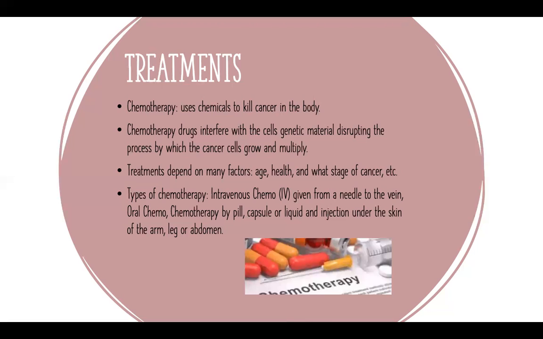And chemotherapy interferes with the cell's genetic material, which disrupts the process by which the cancer cells grow and multiply. And cancer cells are easier for chemotherapy drugs to target because they multiply more quickly than most other cells in the body.